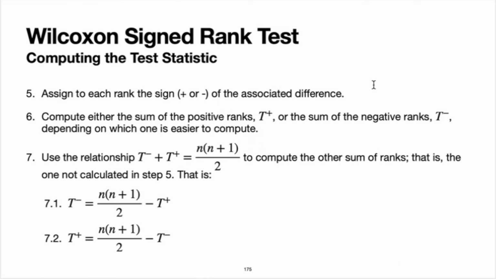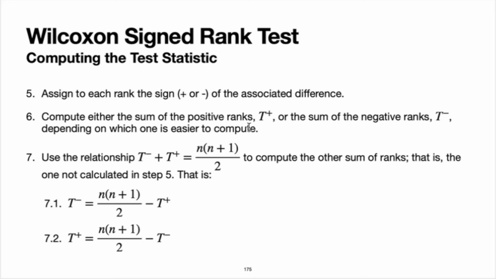Okay, once we've assigned the ranks to the absolute values of the differences, then we're going to attach to each rank the sign, the plus or minus, of the associated difference. So we can think of just connecting that sign in some way to the rank. We could multiply the ranks by the sign or just keep track, associate with the sign. Okay, once we've done that, then we calculate the sum of the positive ranks and/or the sum of the negative ranks, whichever one is easier.